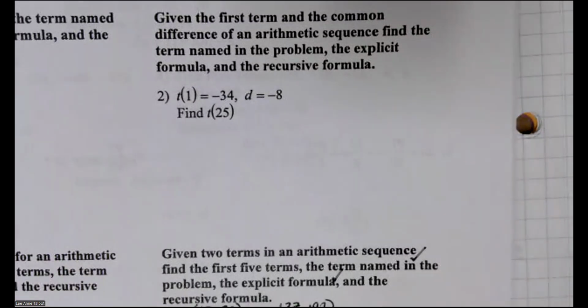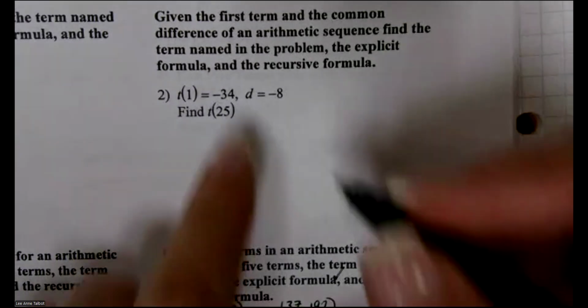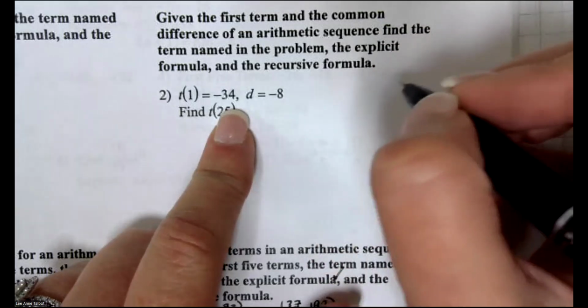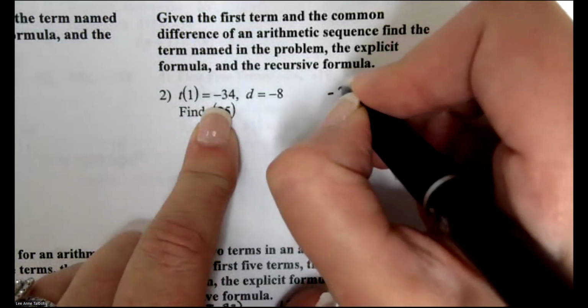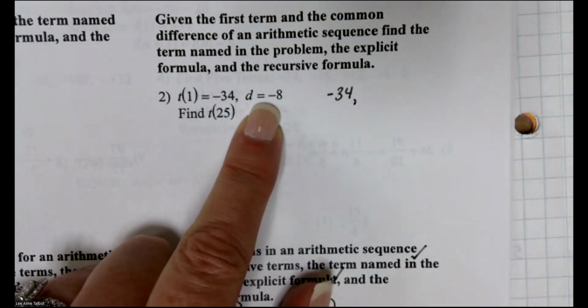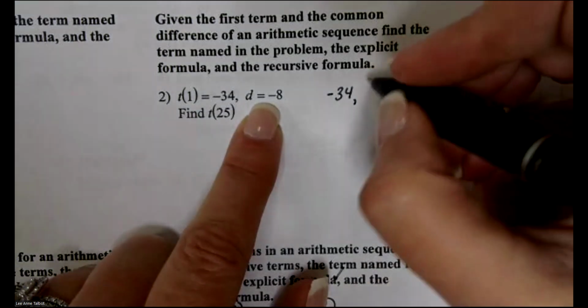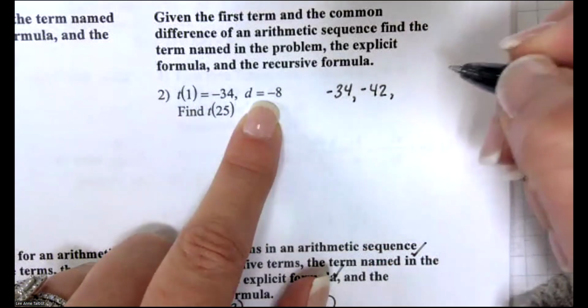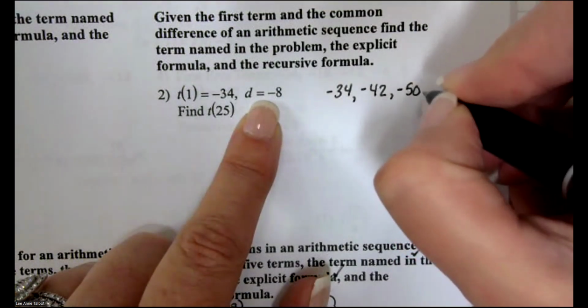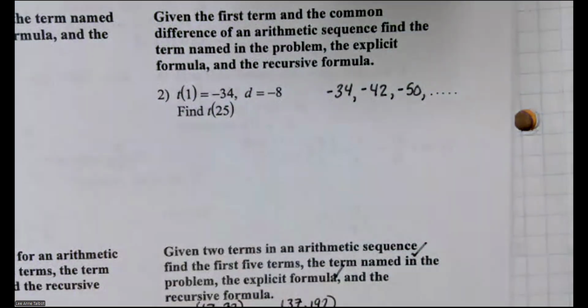Okay. Given the first term and the common difference of an arithmetic sequence, find the term named in the problem, the explicit formula, and the recursive formula. Okay, so is it okay with you? And for almost all of these, I'm just going to start by figuring out what the sequence would be. It's telling me the first term is negative 34. And then it's telling me that it's going down 8 each time. So it would be what, negative 42? Does that sound right? Negative 50? Okay, so that's the sequence I'm looking at.